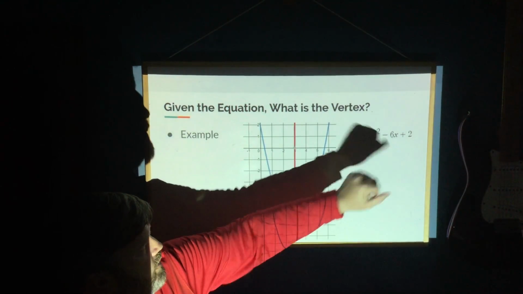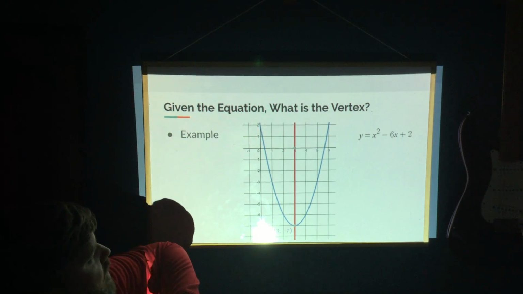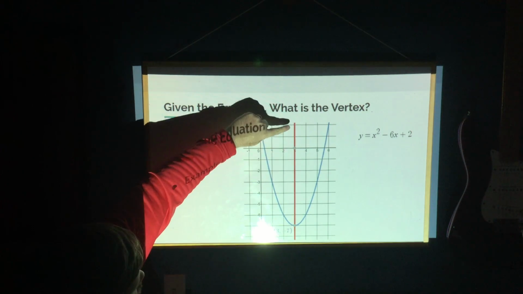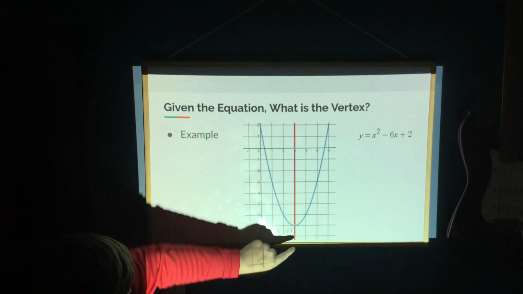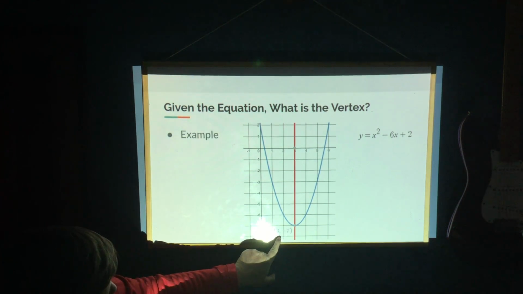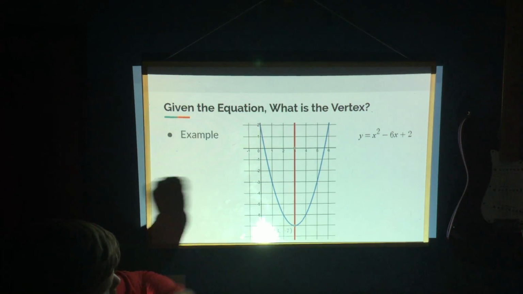So there it is, y equals x squared minus 6x plus 2. There's our parabola. Our vertex is going through x equals 3, and hopefully you can see that. There's the vertex right there with the coordinates of 3, negative 7.